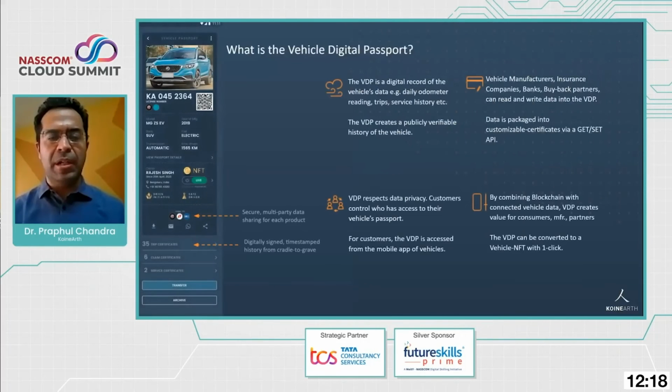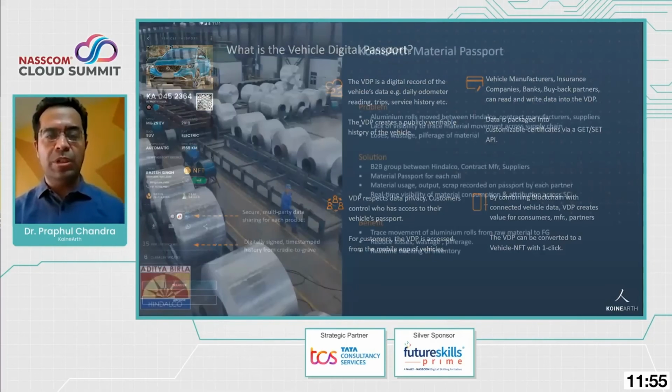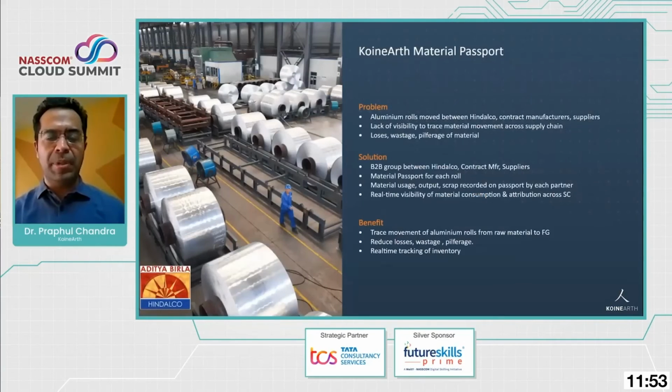Fundamentally, what we are talking about is a model where multiple entities can share data about the product with each other in a supply chain. In this case, it's a downstream supply chain from the vehicle manufacturer to insurance companies. And everything that is recorded on the passport is digitally signed, time-stamped, and creates a history of the vehicle from cradle to grave.